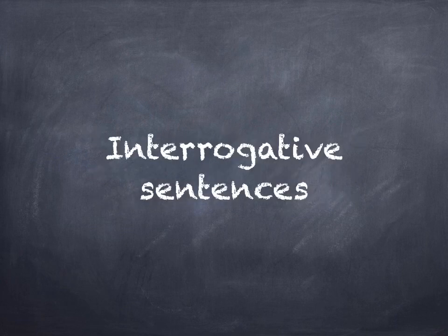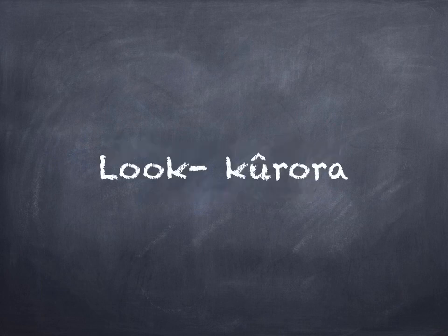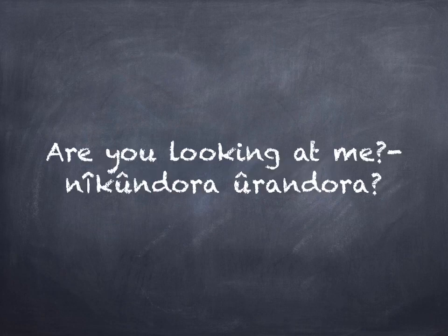As we continue with this lesson, then we are going to look at how to use the present continuous tense in an interrogative manner. Checking on our verbs first, to look is kurora. But when you are interrogating a person and ask them, are they actually looking at you? Then you say, nikudora uradora.